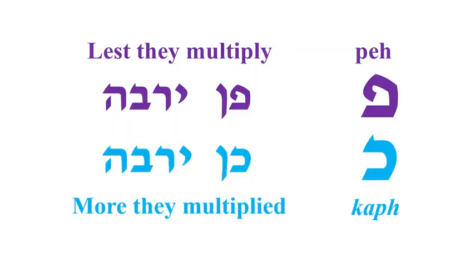Well, those two phrases, lest they multiply and the more they multiplied, here are the two phrases. Notice, they look very similar. In fact, the second words in both, it must be multiplied, they're exactly the same. The first word is pay noon for lest they multiply, and the more they multiplied is kaf noon. The only difference is the pay and the kaf.